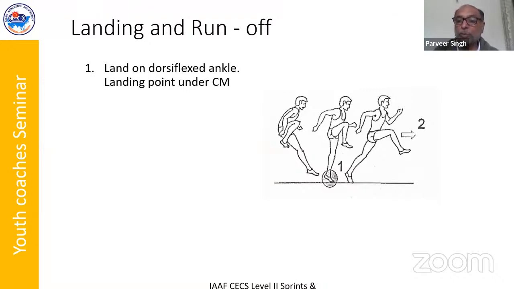In jumps also, the main example is triple jump. On each landing after hop, step, and jump, there is a pawing action downward and backward to accelerate and maintain the momentum. So there we reduce the braking force. So what happens here: in any action, if the landing point is ahead of the center of gravity, there will be a braking force.